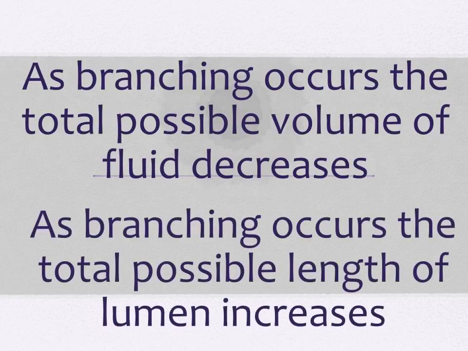What we have to remember is that as branching occurs, the total possible volume of fluid within the lumen is going to decrease. At the same time, as branching occurs, the total possible length of lumen increases. This is going to change the equation of pressure within the lumen, as we now have longer lengths, which means that the numerator of the change of pressure equation now becomes larger.